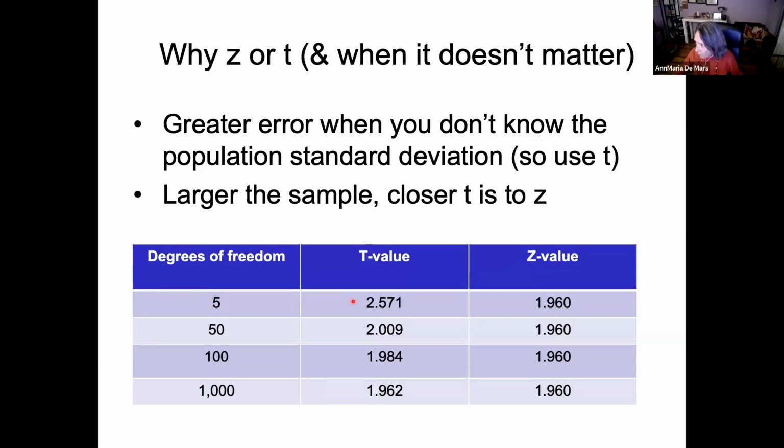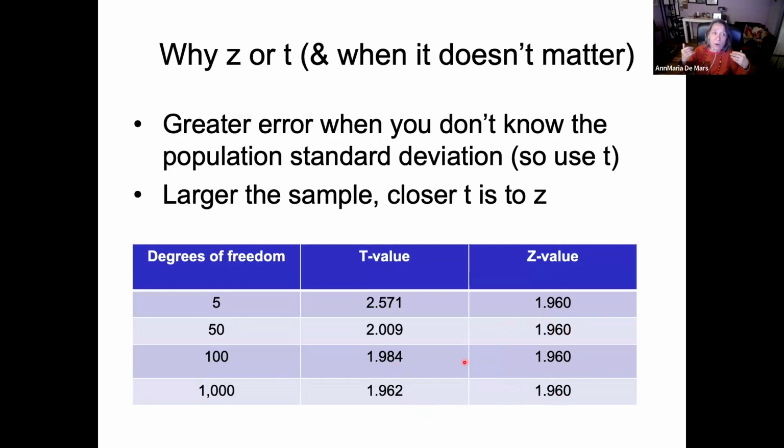So you can see here, for example, when you have 5 degrees of freedom, remember degrees of freedom, also from a previous video. So let's say you had 6 people in your sample, it gives you 5 degrees of freedom, and your T value is 2.571, and your Z value is 1.96. But if you have 1,000 people in your sample, your T value is 1.962, and your Z value is 1.96. If you even have a modestly large sample, say 100 people, your T and your Z values are pretty close.